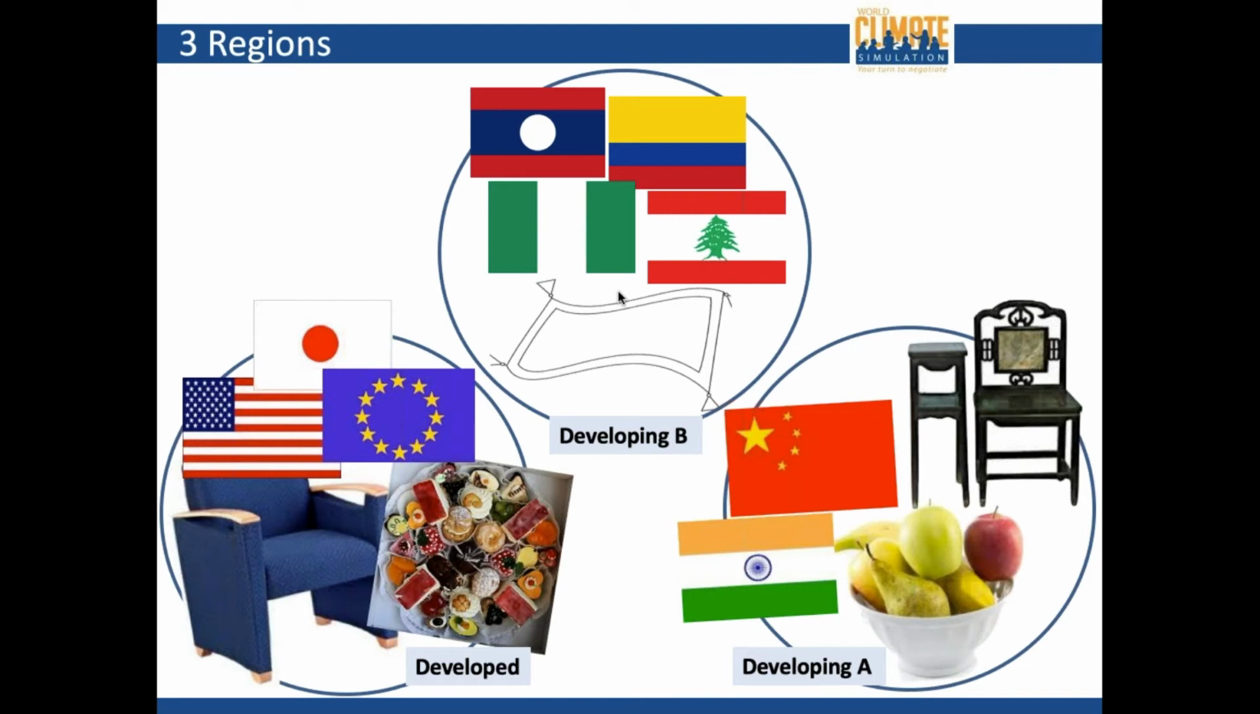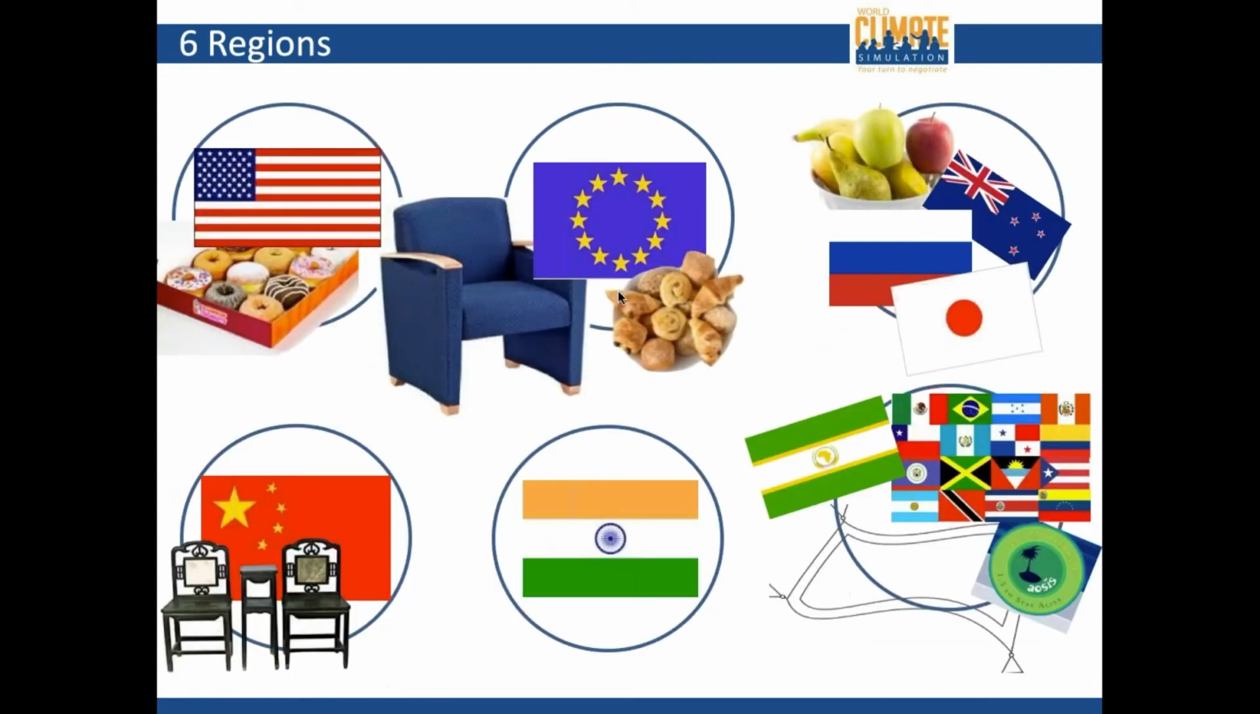Developing A is what we are most commonly familiar with, rapidly emerging economies like China and India, and developing B is all other countries that don't fall into the developed country or the rapidly emerging economies group. And then the 6-region version just kind of pulls out some of those countries specifically.